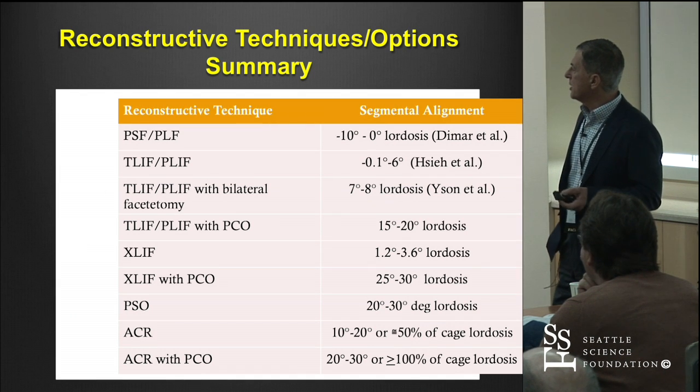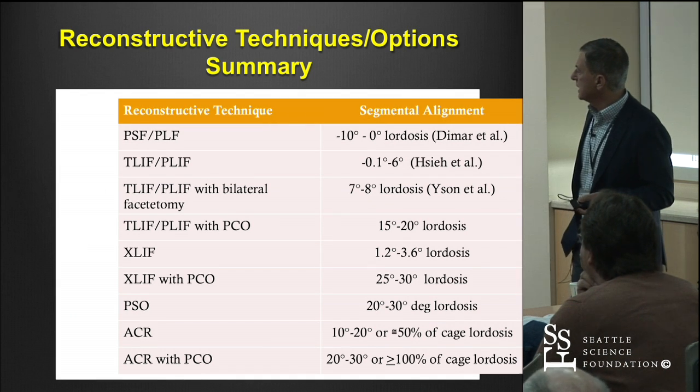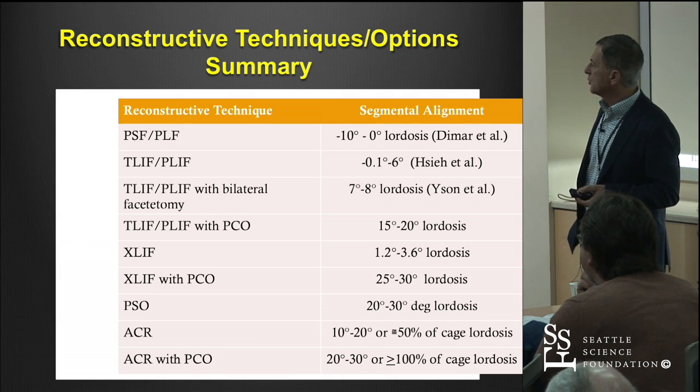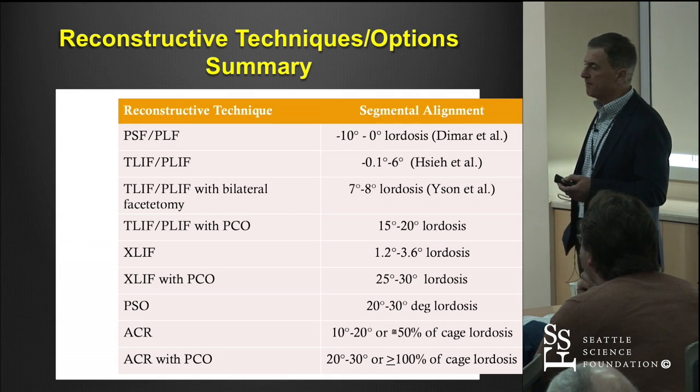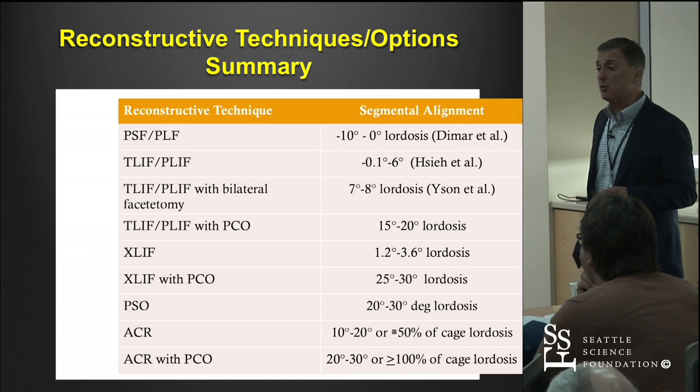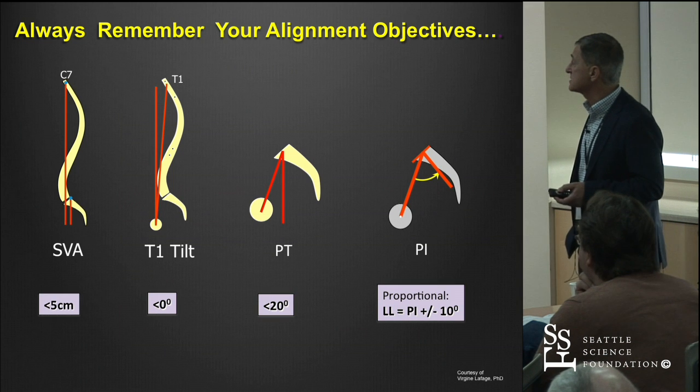So this is a summary of the options. Basically, your most extreme is going to be your ACR with a posterior column osteotomy, where you combine an anterior release and a posterior release. And that's very similar to a PSO, but it's going to be less blood loss.